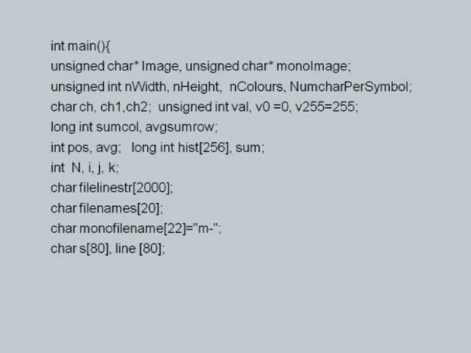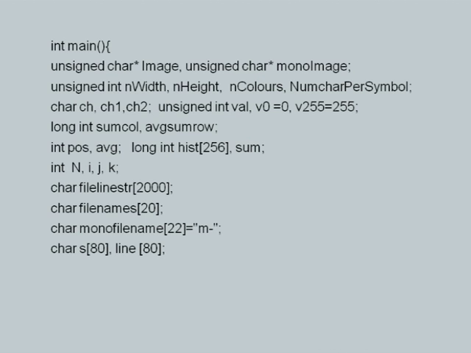That is why I will use dynamic memory allocation to associate memory with each one of these image and mono image respectively. Then I have unsigned int n width, n height, n colors, num char per symbol. Notice that these are nothing but the values that will appear in the second line of your XPM file. Then I have defined simple variables such as ch, ch1, ch2.